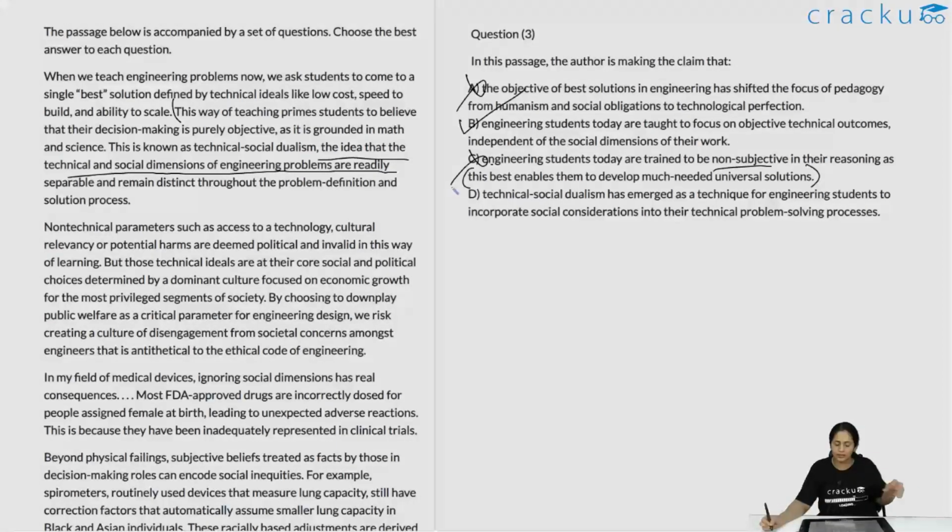Technical social dualism has emerged as a technique for engineering students to incorporate social considerations into their technical problem solving process. Technical social dualism has emerged, but this is the opposite of actually incorporating social considerations. Technical social dualism is essentially keeping out social considerations, not incorporating. So D is clearly incorrect. It is the opposite of what is given in the passage, so it can be eliminated. B is the right answer.